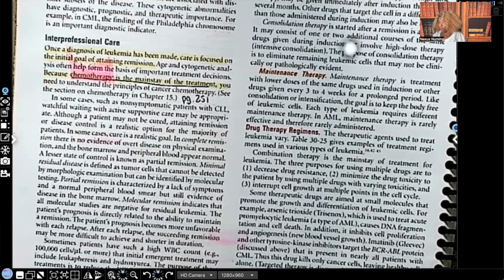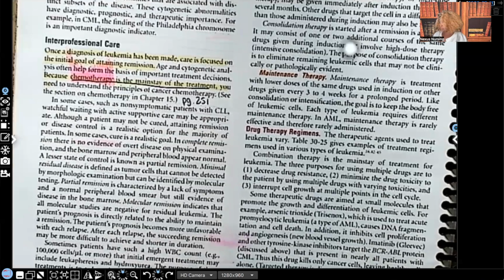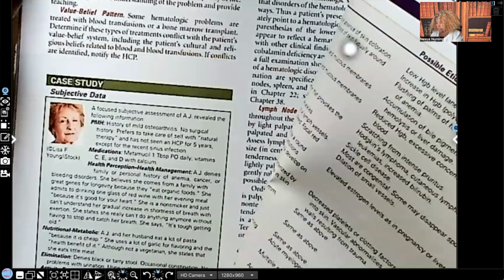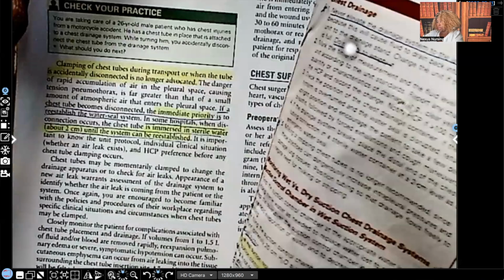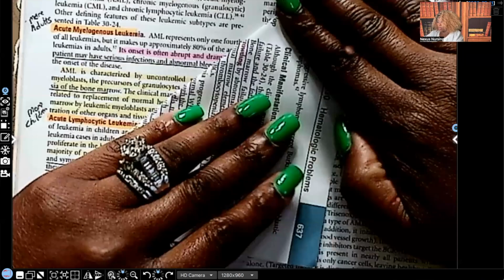So let me switch over and then I'll come back here. Let me fold this over so I don't forget where I was.